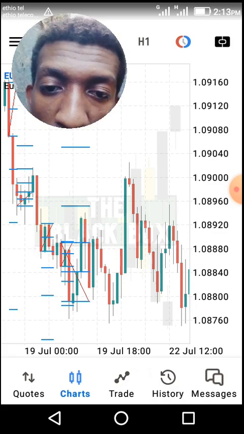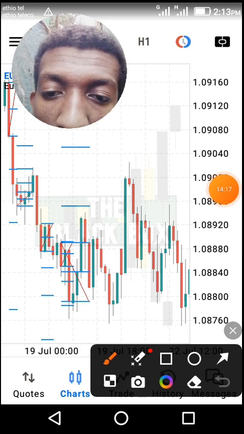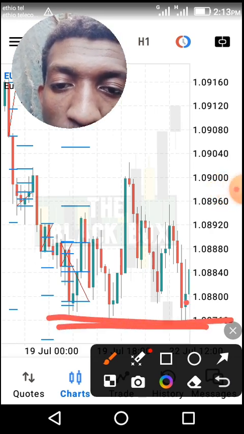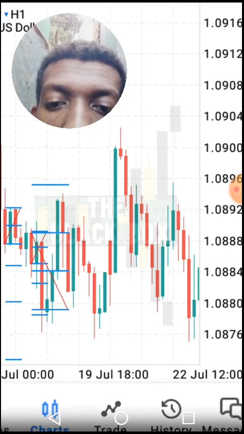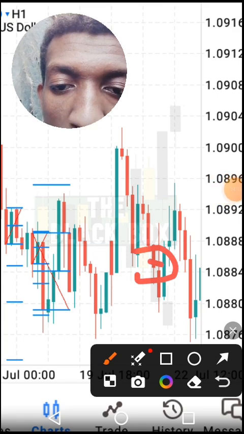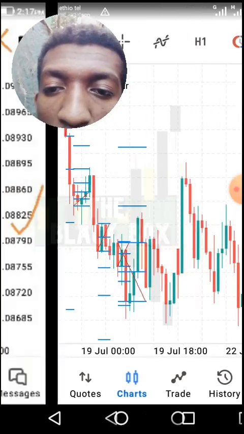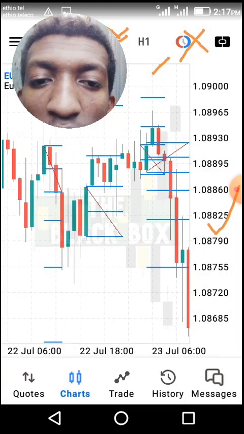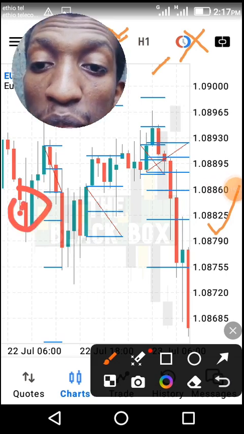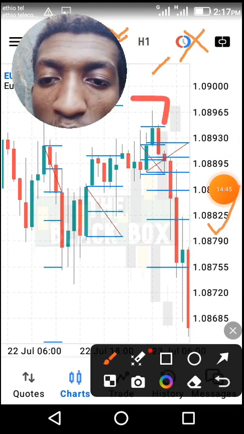Okay, so this is exactly it. This was the pump. This was the support area, and then, let us see. This one has a gap, a volume imbalance or whatever. Let's go and see. Yeah, we have this imbalance right there, that gap right there. The wicks are overlapped. It did go up, so our buy is successful.